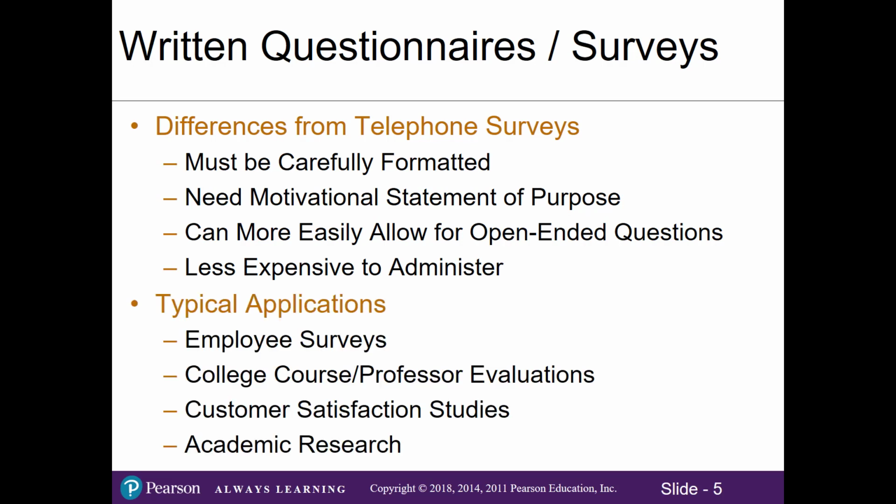Now, some of the typical applications: employee satisfaction surveys, so companies like to ask their employees how things are going, or you've probably experienced surveys about a course or about a professor's teaching ability. Then from a consumer perspective, there are surveys related to customer satisfaction, and then of course academic research. So we do surveys to understand human behavior, for instance.